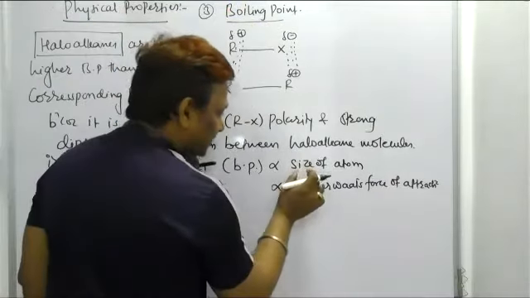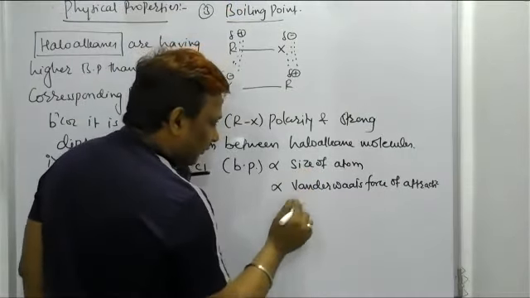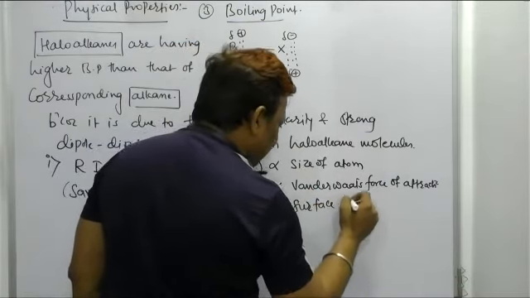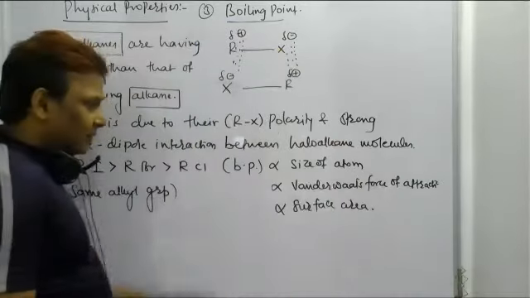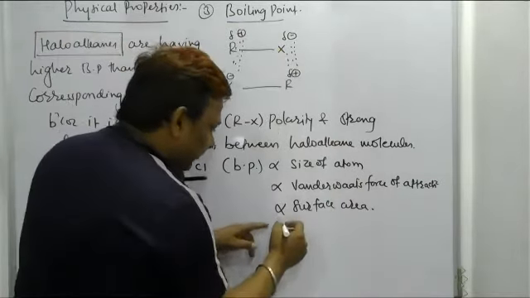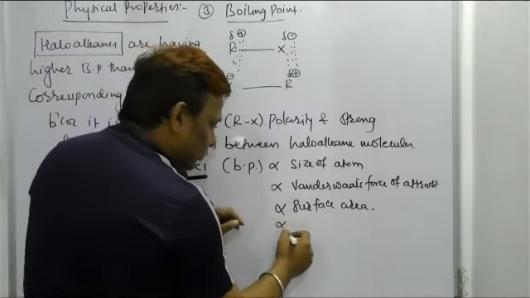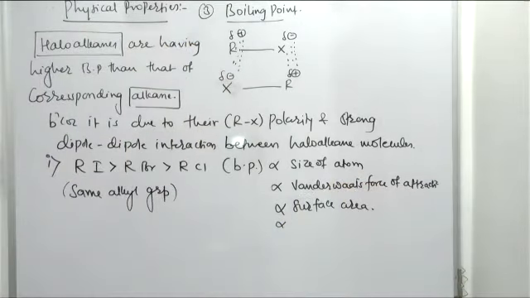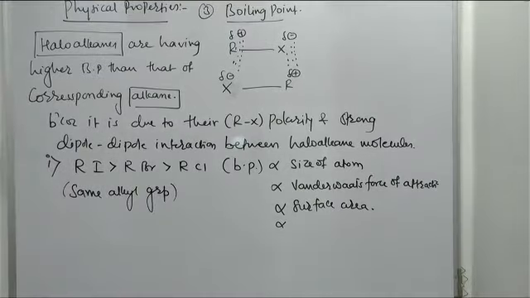That means larger the size, greater the van der Waals force of attraction, and greater the surface area. Directly proportional. But greater surface area means it should be a straight chain. So we can say the larger the chain, the greater the straight chain, or the larger the straight chain. Is it clear?